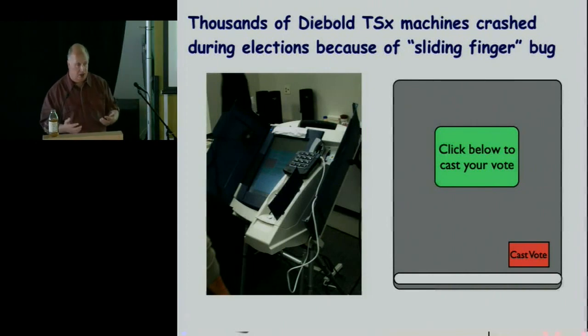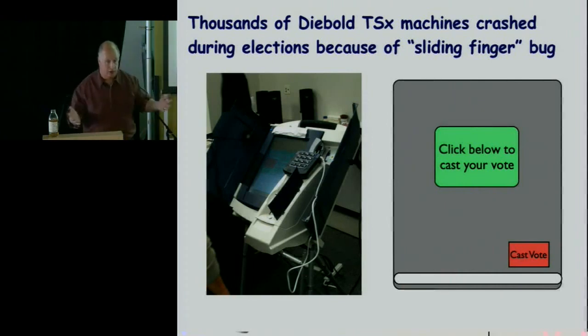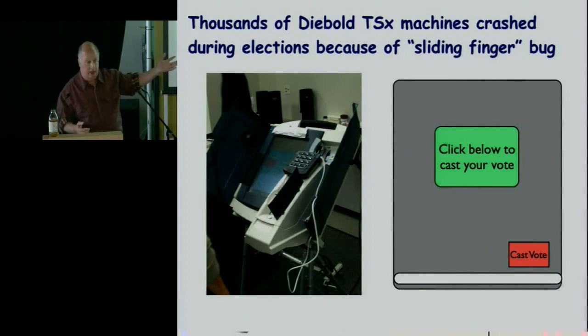In the end, what was discovered is, this touchscreen interface was made from a web interface which was intended to be used with a mouse. Of course, the mouse supports dragging operations, but touchscreens don't support dragging operations, at least in the code base that they were using. Every once in a while, however, a voter would touch on that red cast your vote button, but do it sloppily and pull it down and drag it down to this white bar. That would cause an exception, and that's what crashed the machine. It was a stack corruption thing. But only like 1 out of 1,000 voters did this. And so testing took forever to find it.